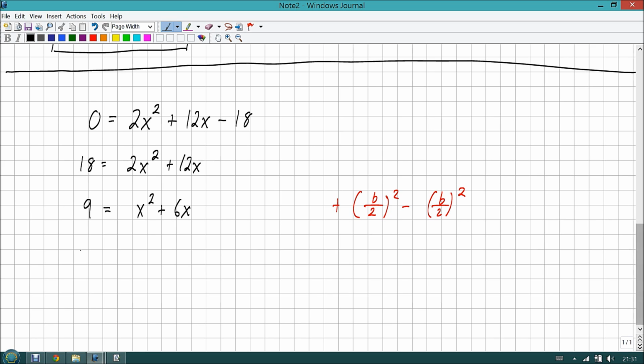And it should look somewhat familiar, because now we have 18. Sorry, skipping ahead of myself. We have 9 is equal to x squared plus 6x, and then plus 9 minus 9. Adding 9 to both sides, we get the same spot we were at before. 18 is equal to x squared plus 6x plus 9.